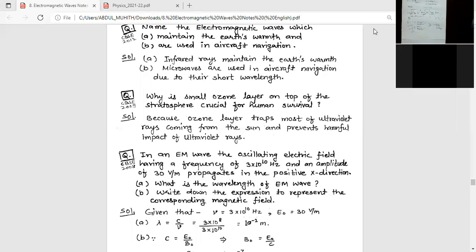The first question says, name the electromagnetic wave which maintains the earth's warmness. It is infrared waves, not UV. UV means ultraviolet. What maintains the earth's warmth is heat waves. He speaks about the heat waves, that is IR rays. In aircraft navigation, we use microwaves. Even in mobile phone waves, we use microwaves.